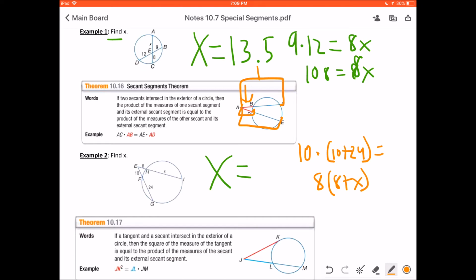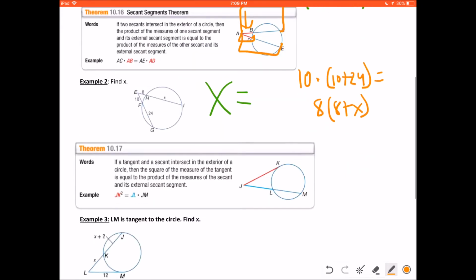So 10 times 10 plus 24, which is 10 times 34, is 340. And then 8 times 8 plus x. So 340 equals 64 plus 8x. You subtract 64 over, and you get 276, and divide by 8, and you get 34.5, or 69 over 2.